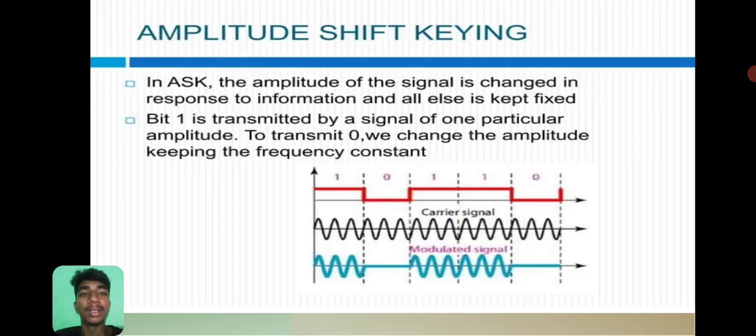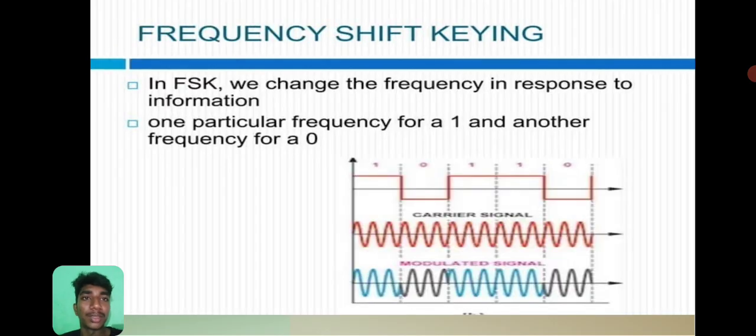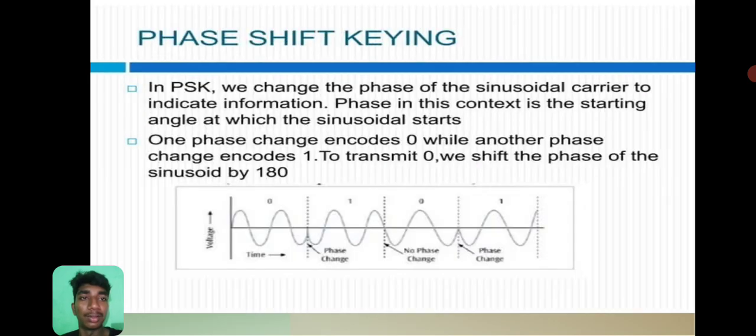Amplitude shift keying: in ASK, the amplitude of the signal is changed in response to information and everything else is kept fixed. Bit 1 is transmitted by a signal of one particular amplitude. To transmit 0, we change the amplitude keeping the frequency constant. Frequency shift keying, FSK: in FSK, we change the frequency in response to information, one particular frequency for a 1 and another frequency for a 0.